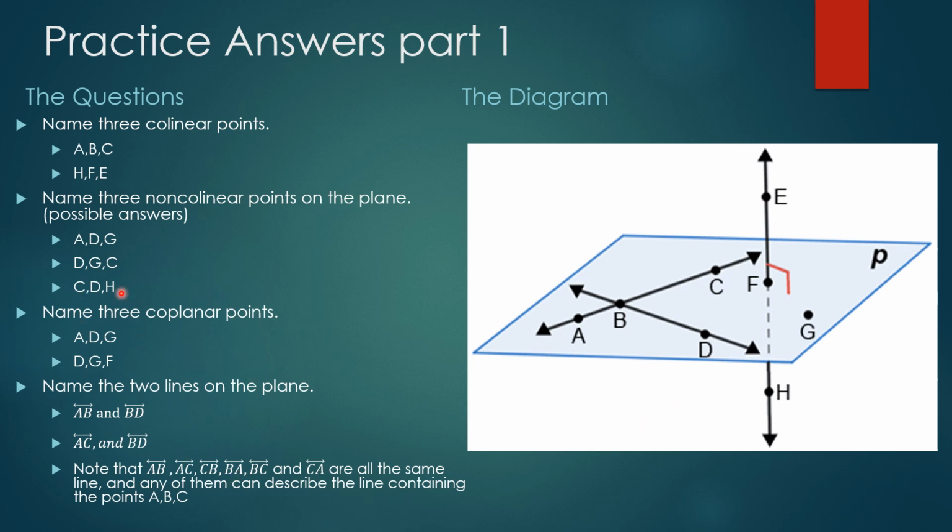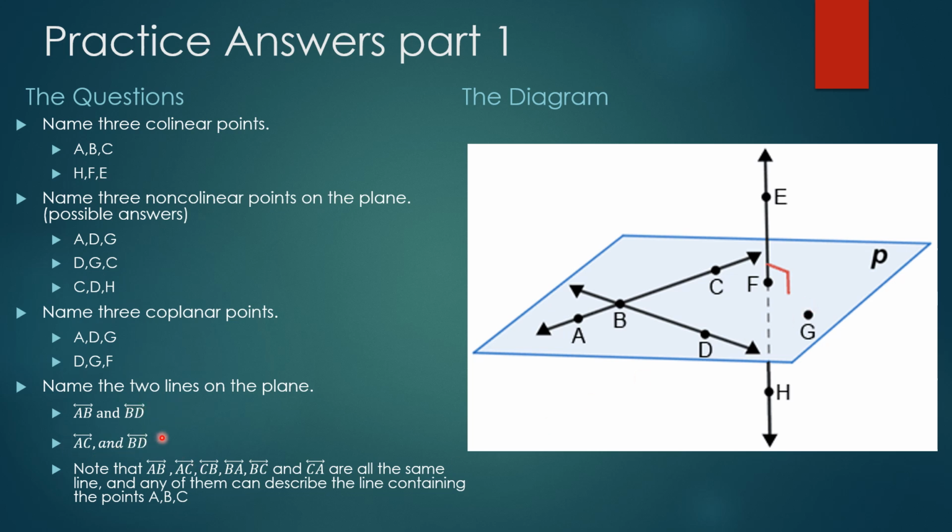Then we have the non-collinear points. As long as you found 3 ordered pairs that are not on the same line, but on the plane of P, you're good. 3 coplanar points. Pretty much the same idea as the previous answer. As long as it's some combination of 3 points that are not on the same line, but all on the same plane of P, we're good.